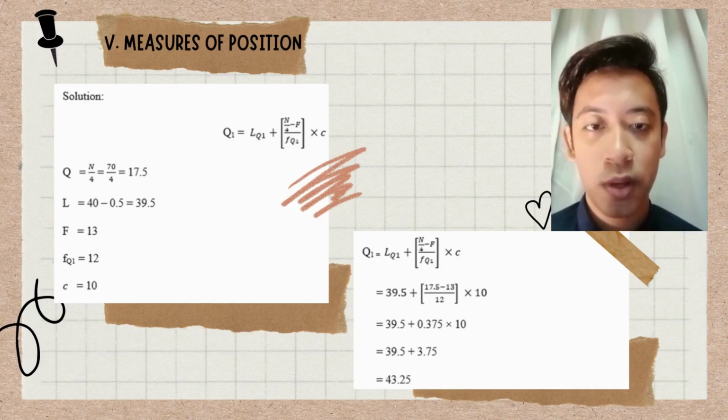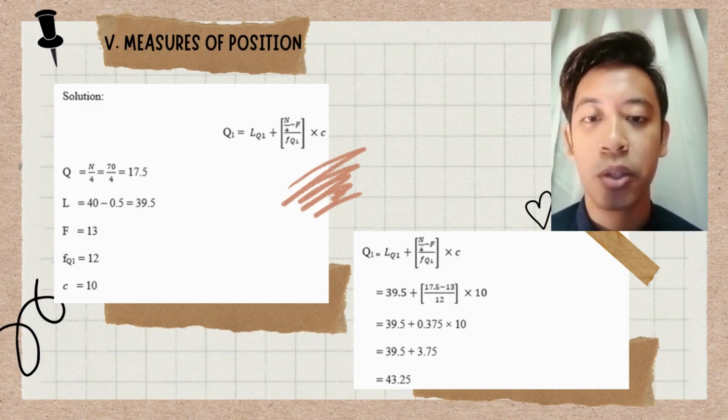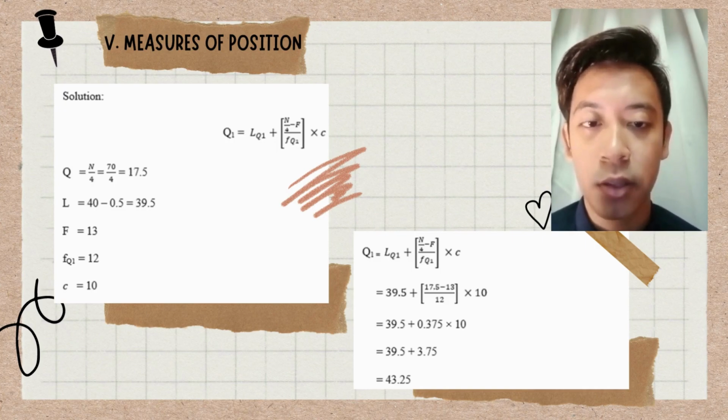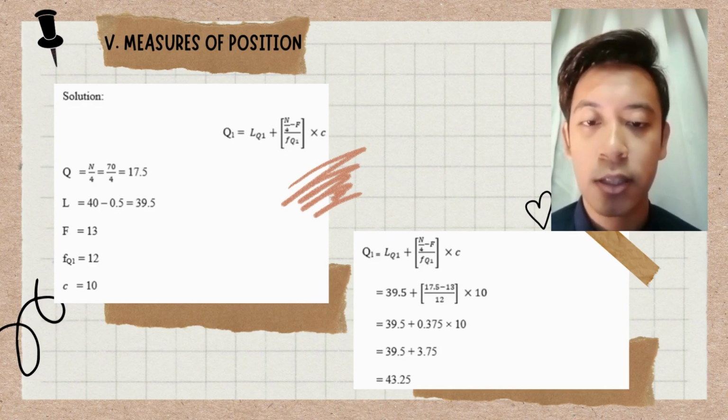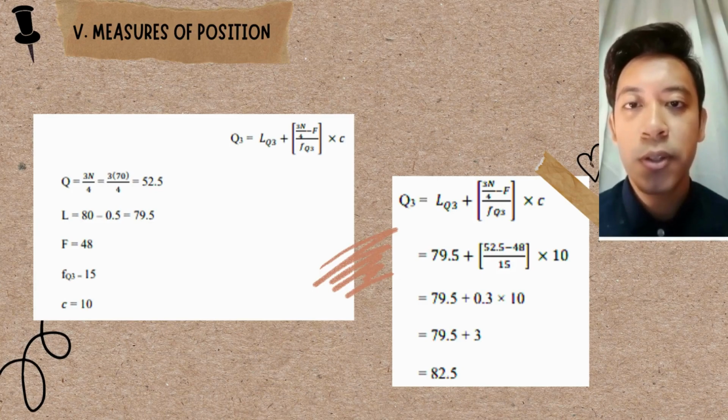Number 1, to find the location of Q1 and Q3, we use the formula n divided by 4 and 3n divided by 4. For Q1, 70 divided by 4 equals 17.5 and the class interval is 30.0 to 39.0. Next, Q3 is 3 multiplied by 70 divided by 4 equals 52.5 and the class interval is 70.0 to 79.0.